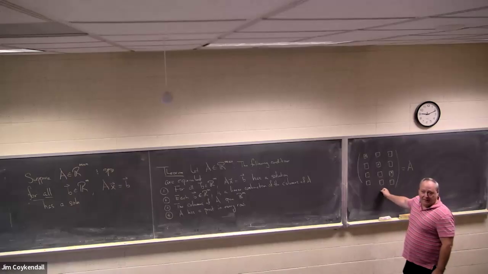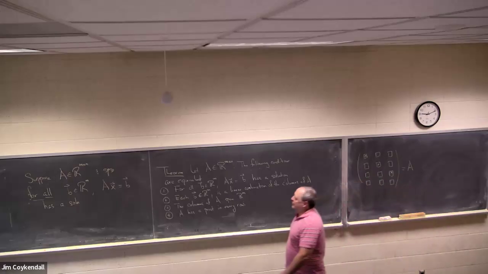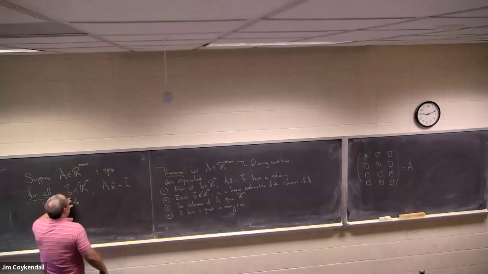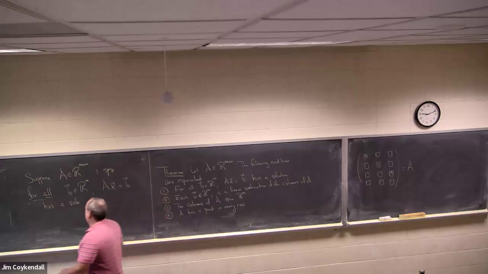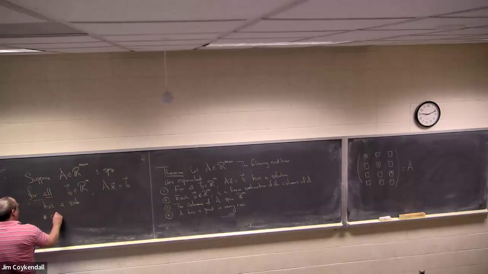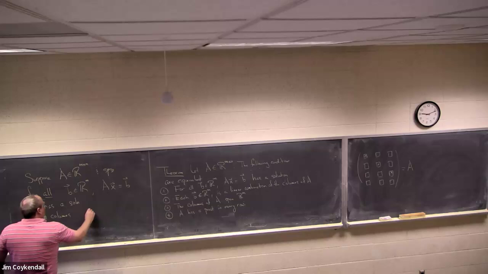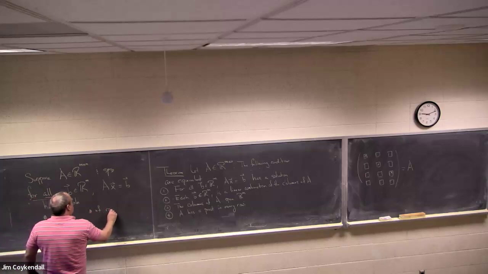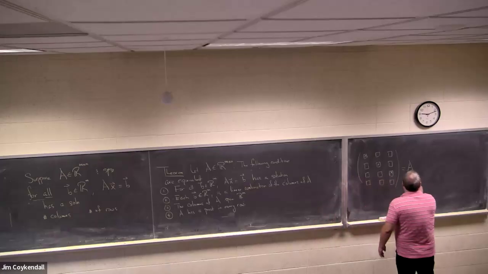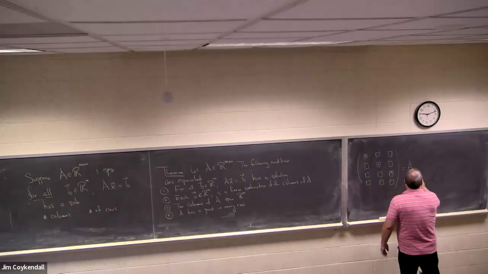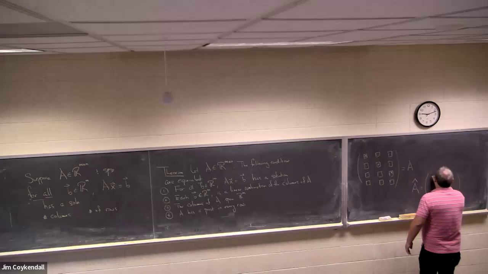Because the pivots have to occupy different columns. So what does this say? If for every B, AX equals B has a solution, what does that mean? That means that the number of columns, how do we compare them to the number of rows? They're equal? Greater? Well, what about this one? What if it's this?